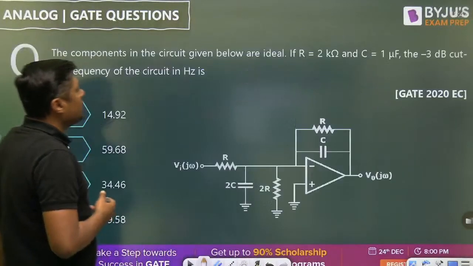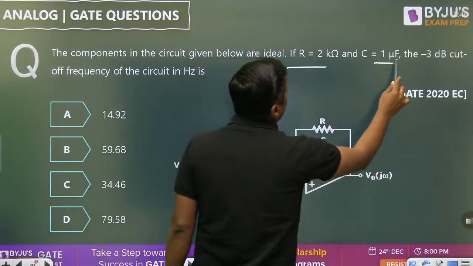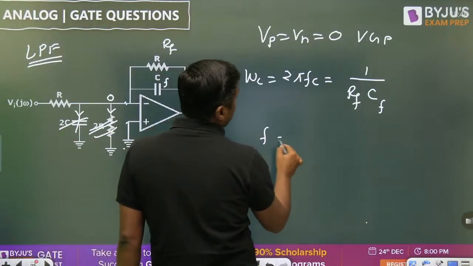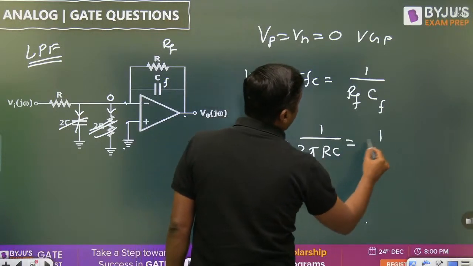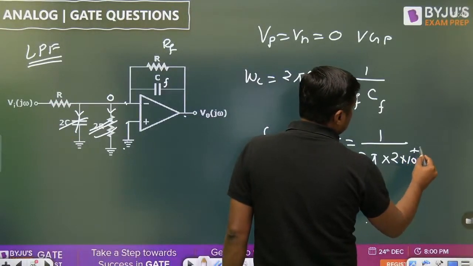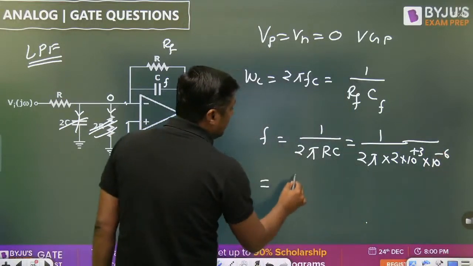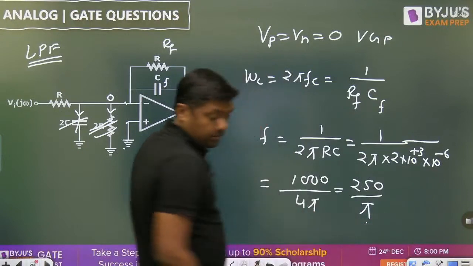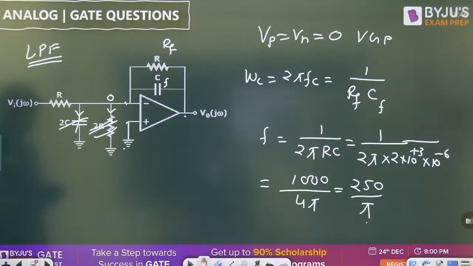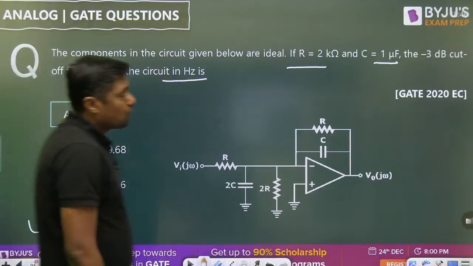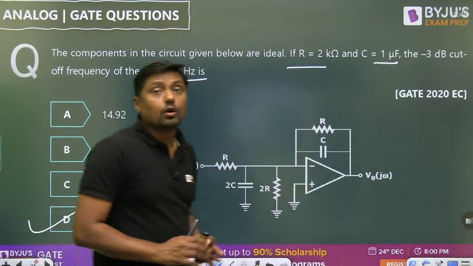So what is the value of R and C? R is given as 2 kilo ohm. C is 1 microfarad. And it is asked in what? 3 dB cutoff frequency in hertz. So in hertz it will become 1 by 2 pi RC. 1 by 2 pi into R, 2 kilo ohm, C, 1 microfarad. So it will become 1000 divided by 4 pi, 250 divided by pi, 79.57 hertz. That is the answer D. So this is a low pass filter, the standard circuit of a low pass filter.